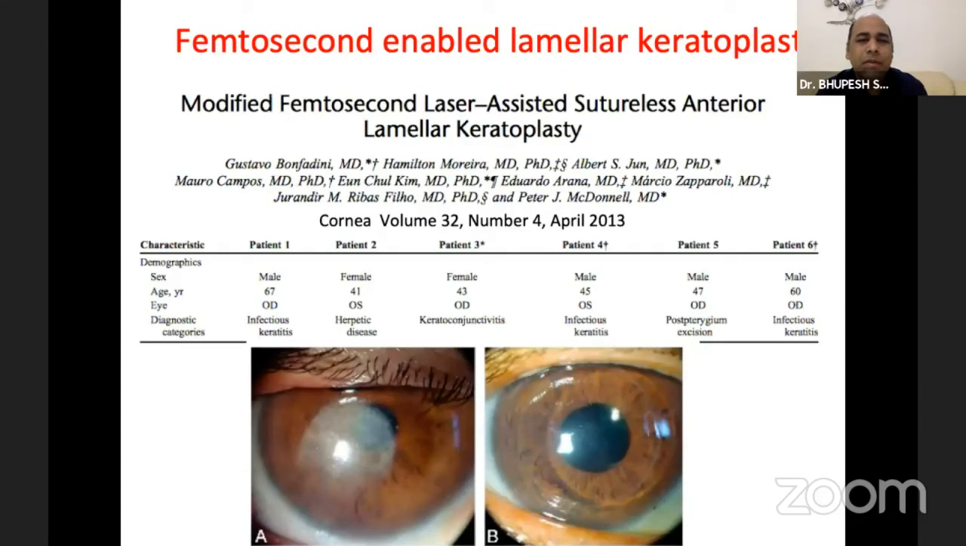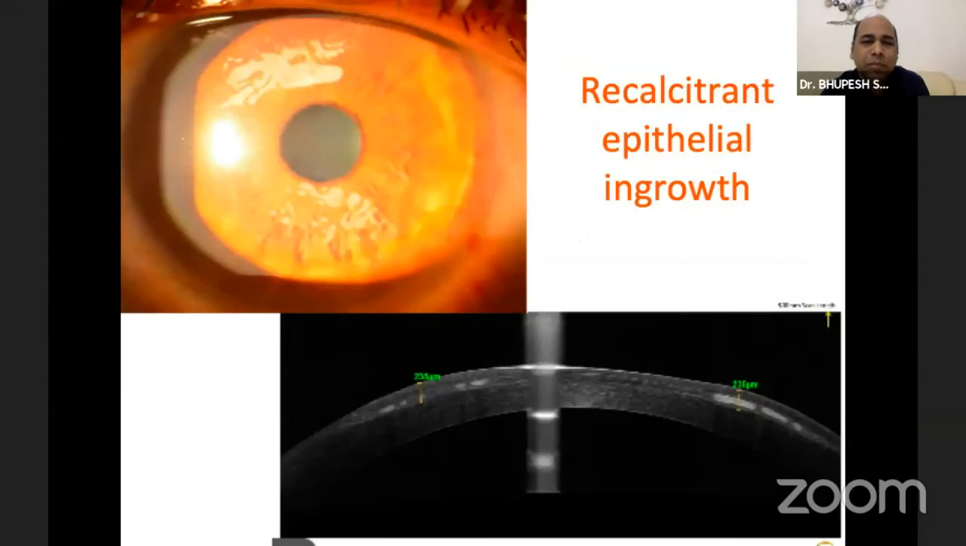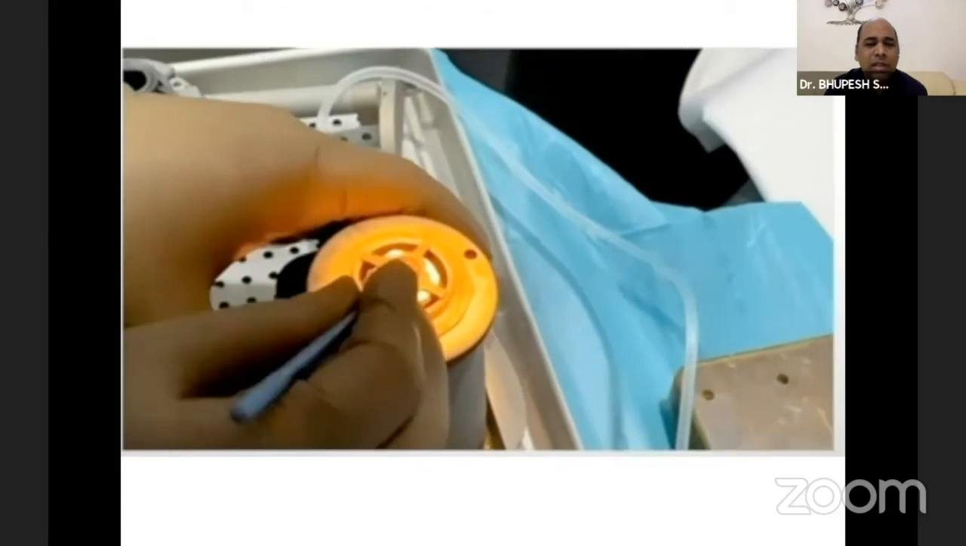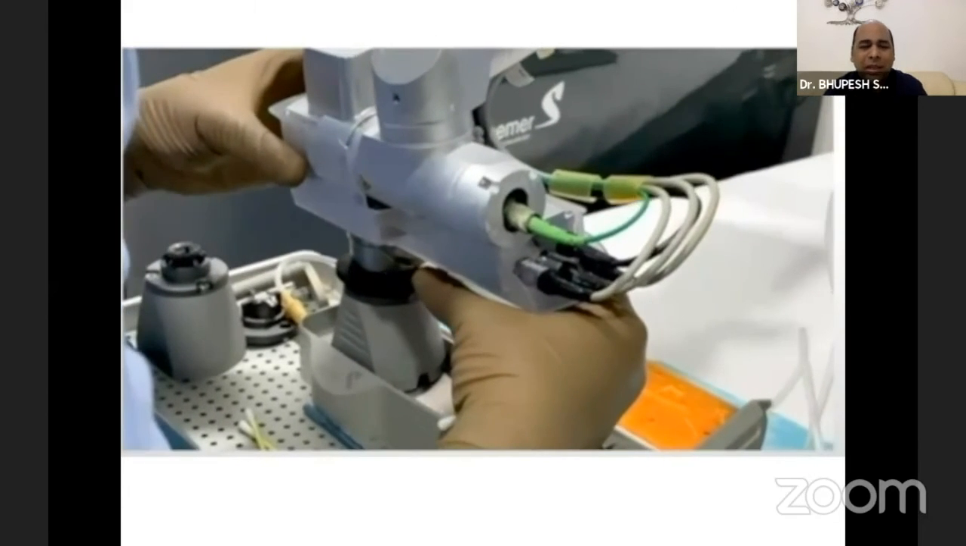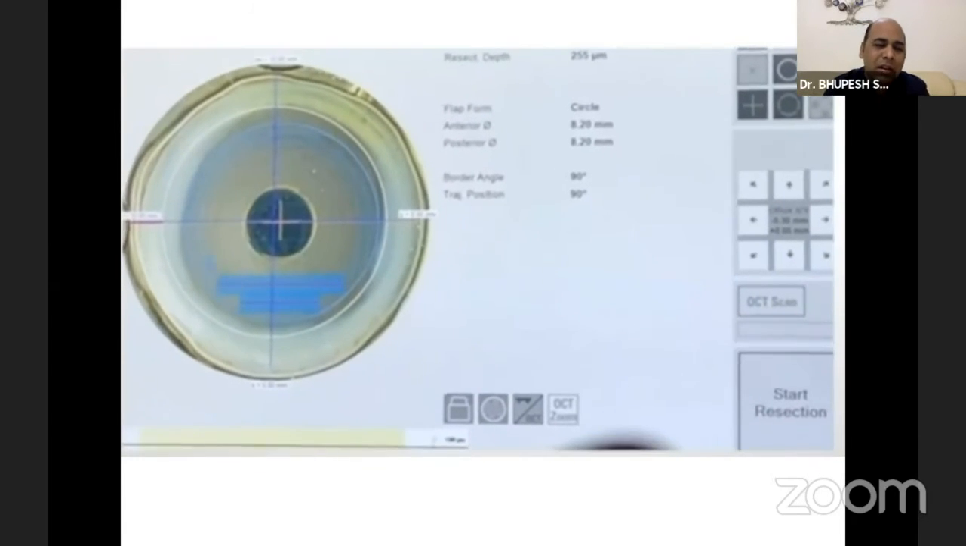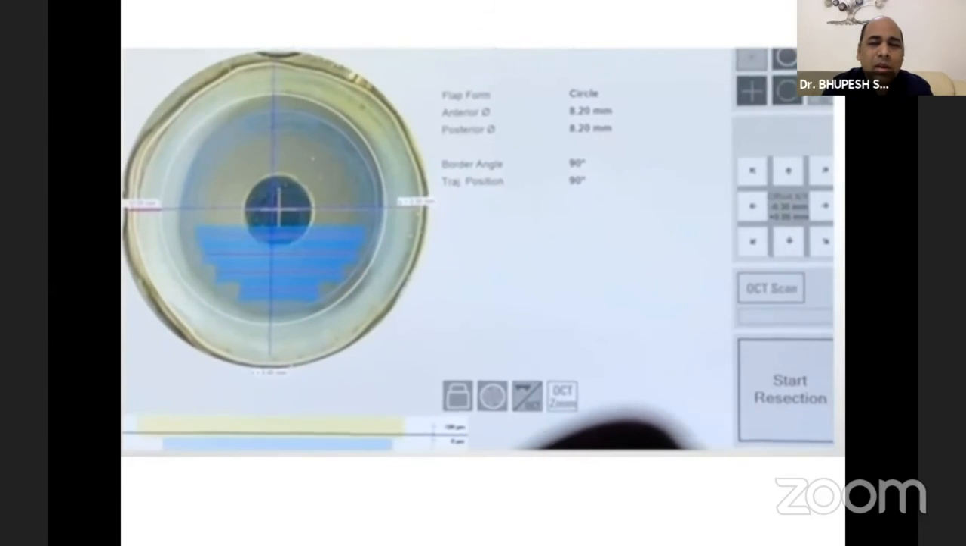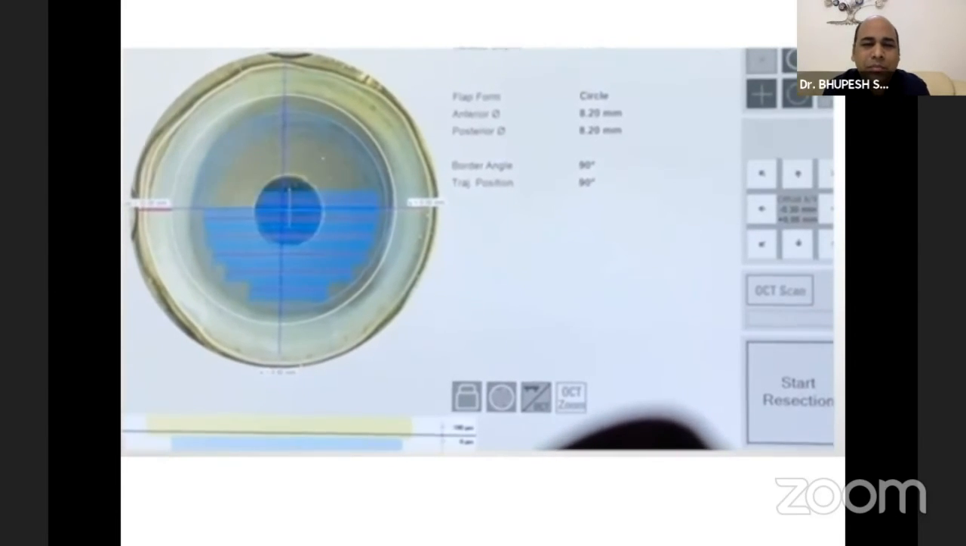This is another paper which talks about femtosecond role in lamellar keratoplasty. Dr. Rajesh has already covered it. It works very well with anterior lamellar keratoplasty cases. This was one interesting case of recalcitrant epithelial growth, where after several maneuvers, the epithelial growth came back. So we performed femtosecond keratoplasty for this case. In such cases, femtosecond is very useful because intraoperatively you are seeing everything, so you're not missing any scar or any epithelial cells. You can cut accordingly and modify intraoperatively.